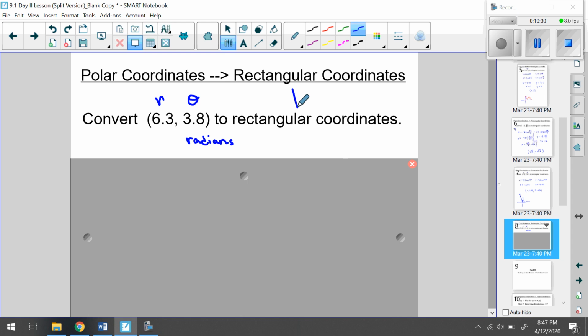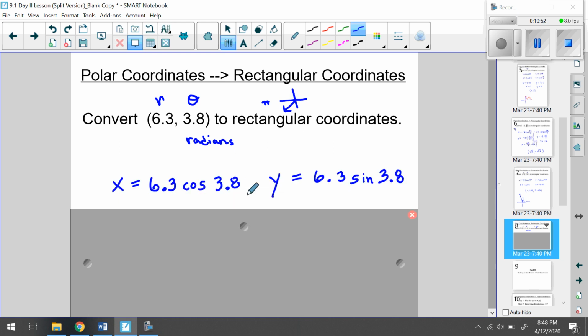To me, it's always helpful if I draw a sketch. I like to use pi as my reference if I want to know where this angle is. I know that pi is about 3.14, so 3.8 is going to be a little bit past pi, down in the third quadrant. That gives me a visual of where this coordinate is and might help me make sure my answer is correct in just a moment. So even though it's in radians, we're still going to use the same formula. We're going to say x equals 6.3 times cosine 3.8, and y equals 6.3 times sine 3.8.